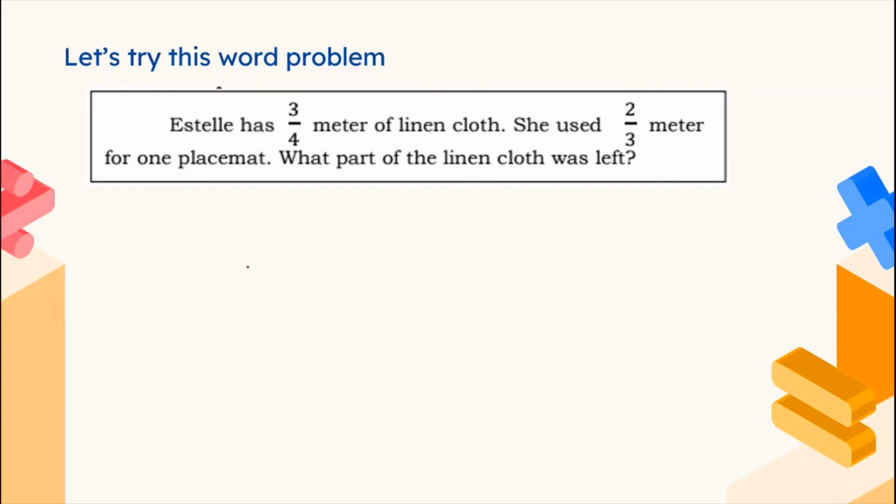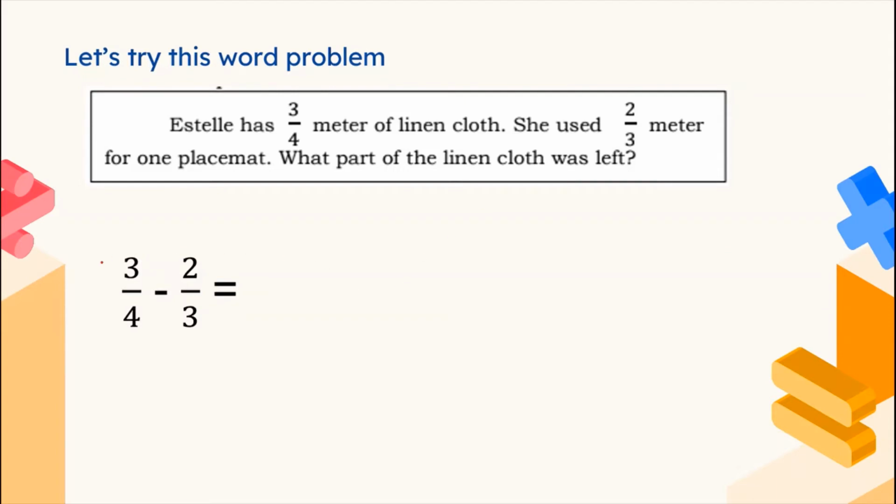Let's try this word problem. Let's read. Estelle has 3/4 meter of linen cloth. She used 2/3 meter for one placemat. What part of the linen cloth was left? For this problem, we're looking for how much cloth was left. So therefore, we will use subtraction. Very good. So we have here 3/4 minus 2/3.